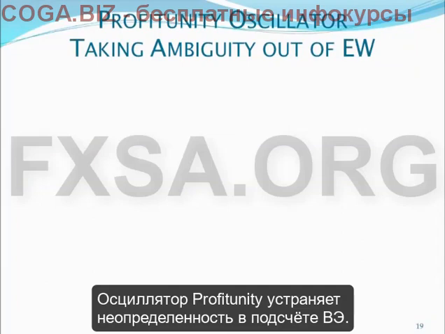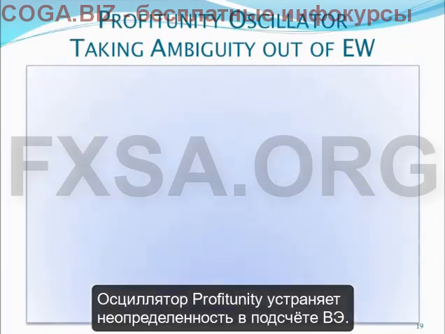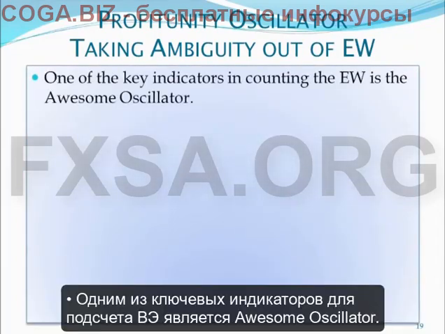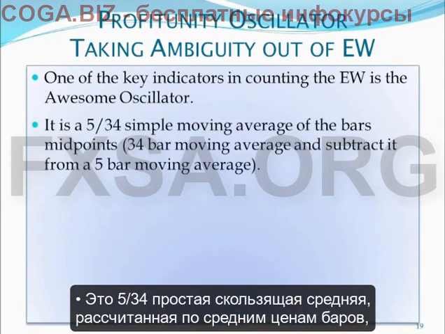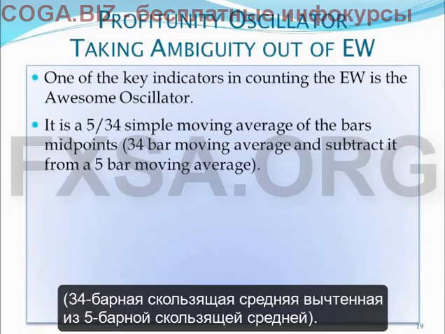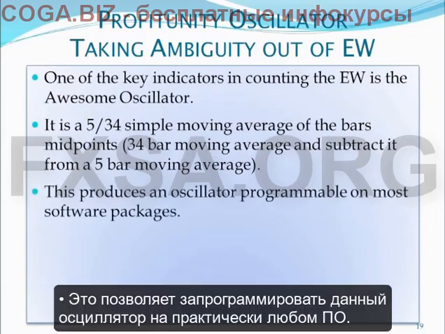Profitability oscillator taking the ambiguity out of Elliott wave. One of the key indicators in counting the Elliott wave is the awesome oscillator. It's the 34-bar simple moving average of the bar's midpoints subtracted from a 5-bar moving average. It produces an oscillator programmable on most software packages.